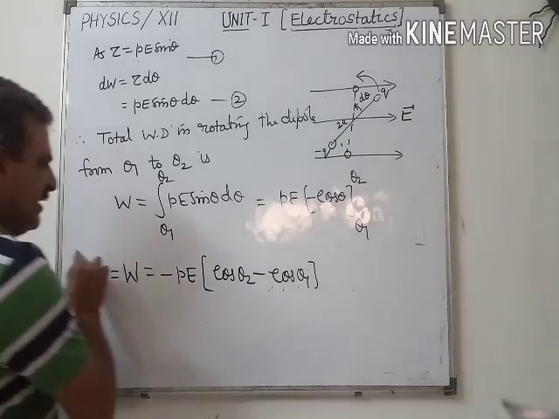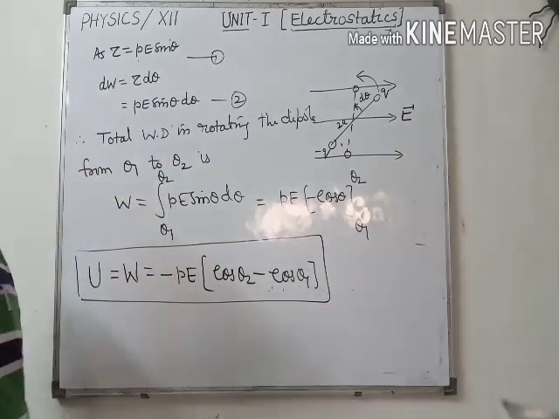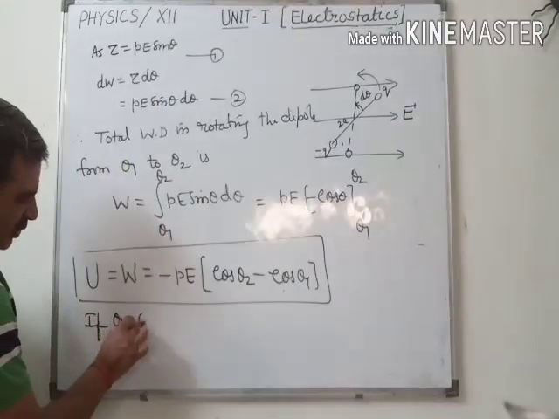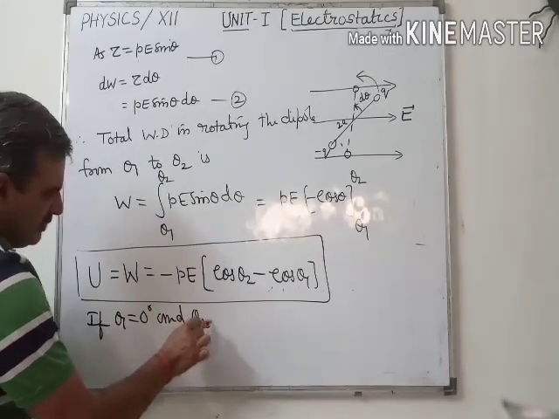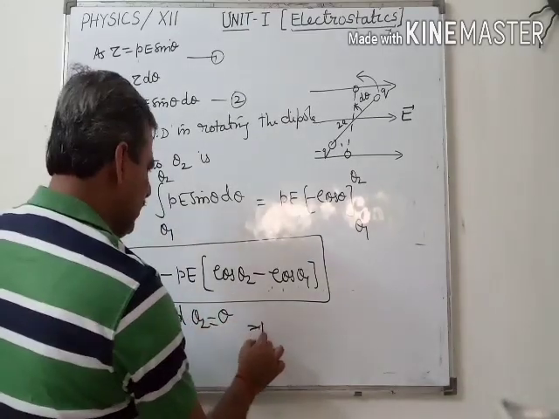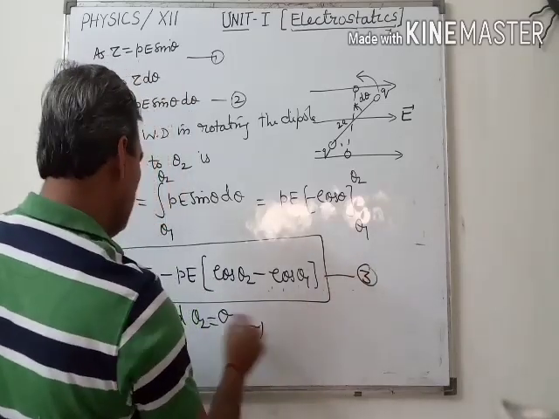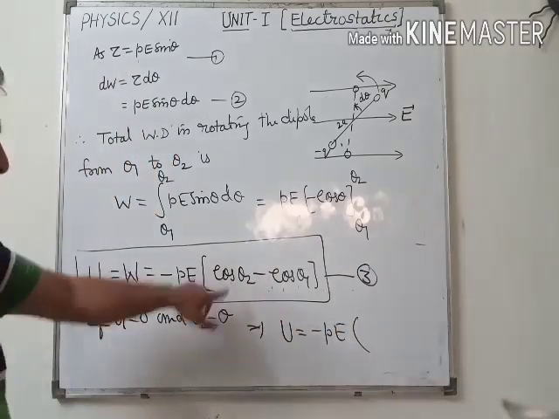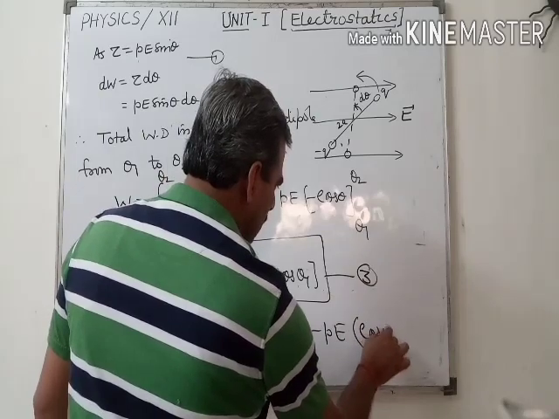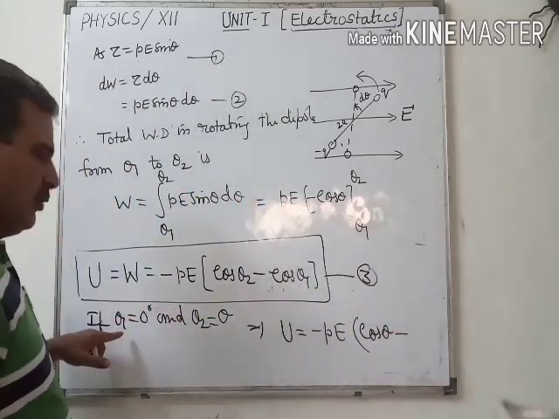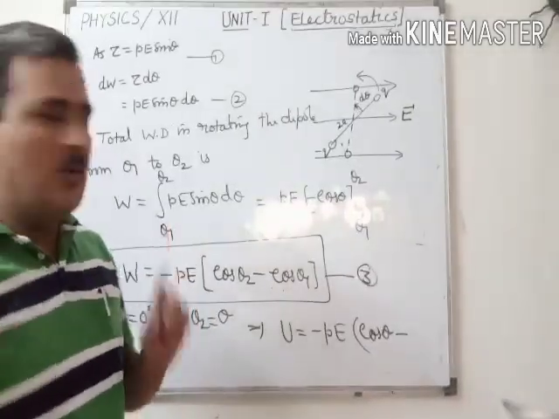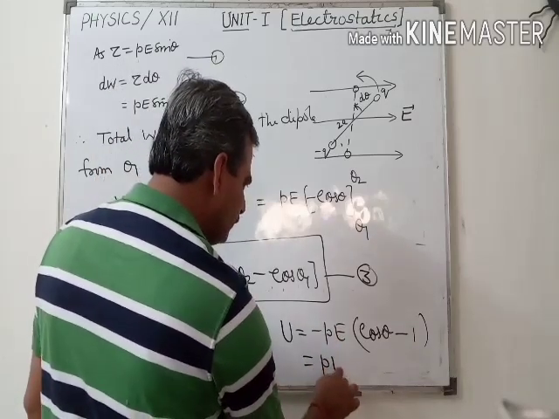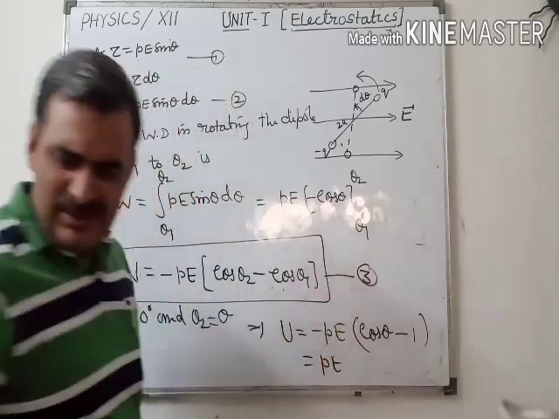Now you can have different cases here. If you consider that theta 1 is say 0 and theta 2 is theta. So case first, if theta 1 equals 0 and theta 2 equals theta, then this expression, equation number 3, implies U equals minus PE times cos theta 2, theta 2 is theta, so cos theta, minus cos theta 1, cos 0. Cos 0 is how much? Cos 0 is 1. So you have 1 here. Or further you can write this as PE, or you can leave this like this.